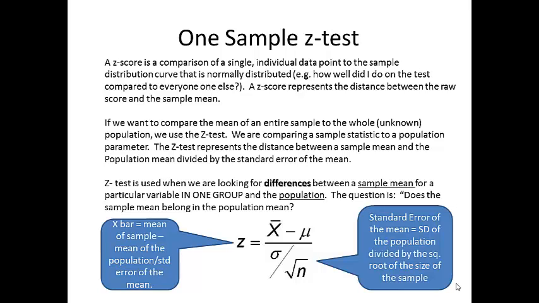The Z-test represents the distance between a sample mean and the population mean divided by the standard error of the mean. So again, a Z-test is used when we are looking for differences between a sample mean for a particular variable in one group and the whole population. The question answered is, does the sample mean belong in the large population?